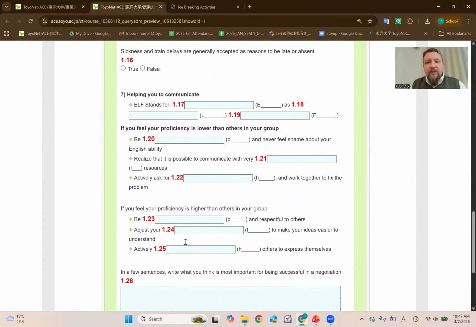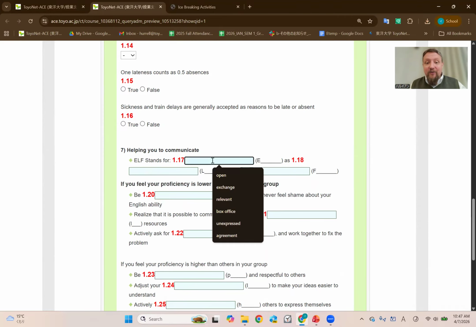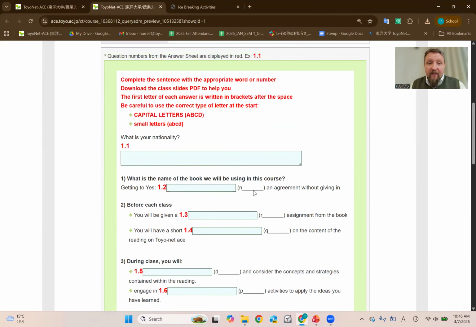Again, look, if we scroll down here, we have a slightly different one. It talks about ELF. What does ELF stand for? And if you can see here, look, the first letter is a capital E. So make sure you use a capital E to start. Again, I'll give you this one. So it should be something like English, like that. Okay, right? So the first letter should be capital. Please be careful about that.